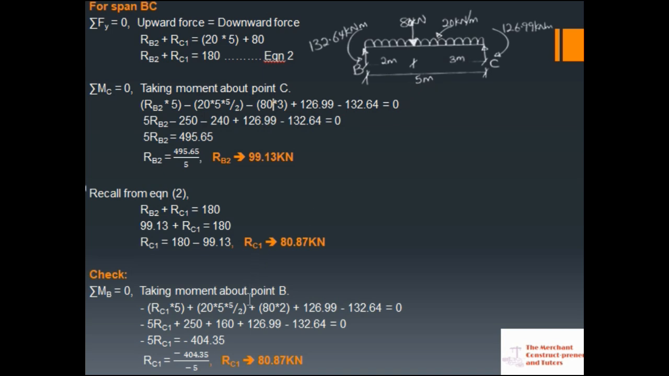So, for our point load, force 80 multiplied by distance to B, which is 2. Then, our moment did not change. Clockwise moment is positive. This is it. Anti-clockwise moment 132.64 is negative. So when you manipulate it, you have RC1 as 80.87, which coincides with what we calculated initially here, when we substituted the value for RB2 in equation 2. Did we get that too?